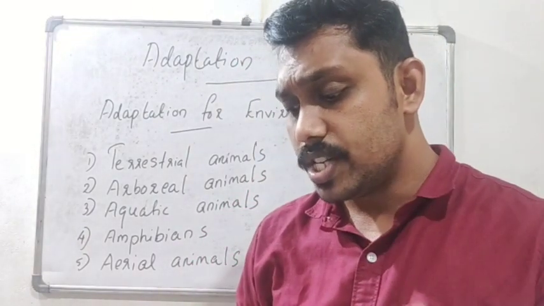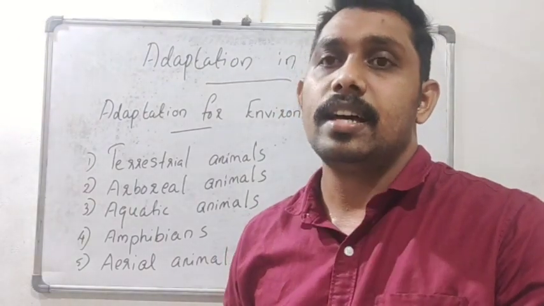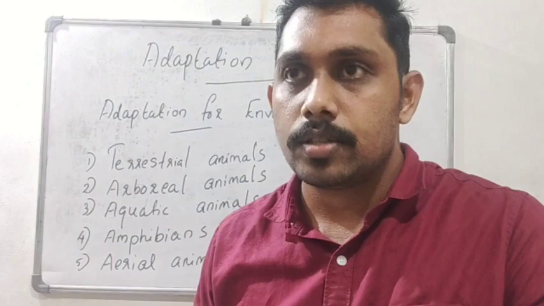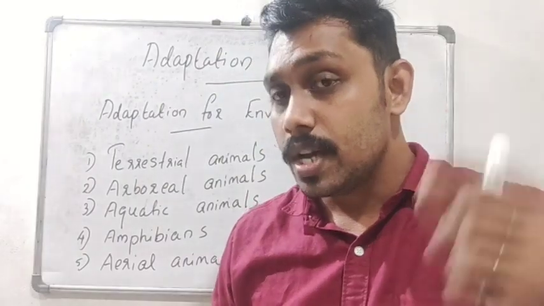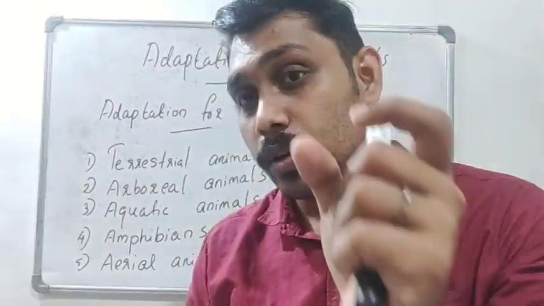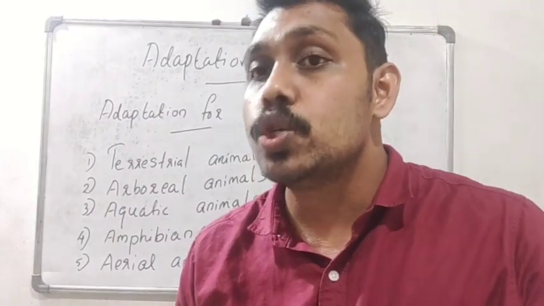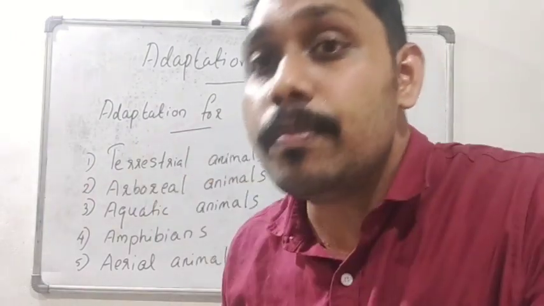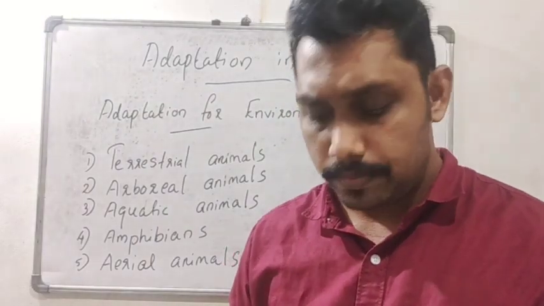Aquatic animals such as fish have fins to swim and gills to breathe. So in a fish we can see a structure on the side, which helps to swim and also helps to breathe. Two very important words: fins to swim and gills to breathe. F-I-N-S, fins to swim, and G-I-L-L-S, gills to breathe.